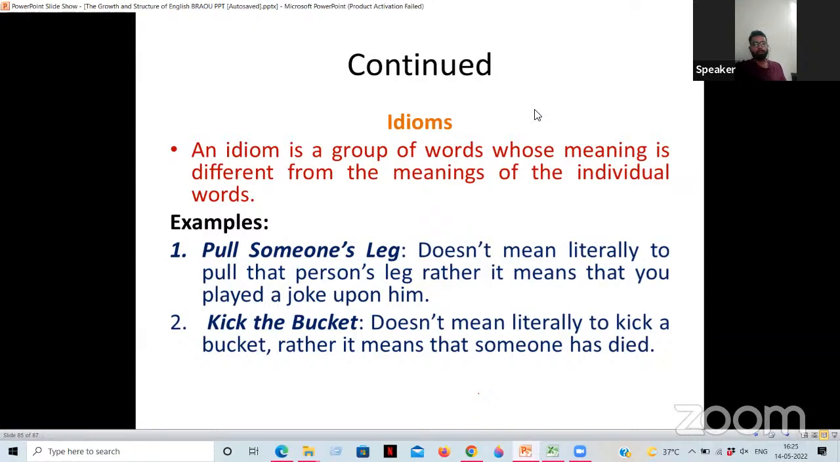So this was all about these three units we have talked about. If you have any question or query, you can ask me. Otherwise, we will move to the other units as well.